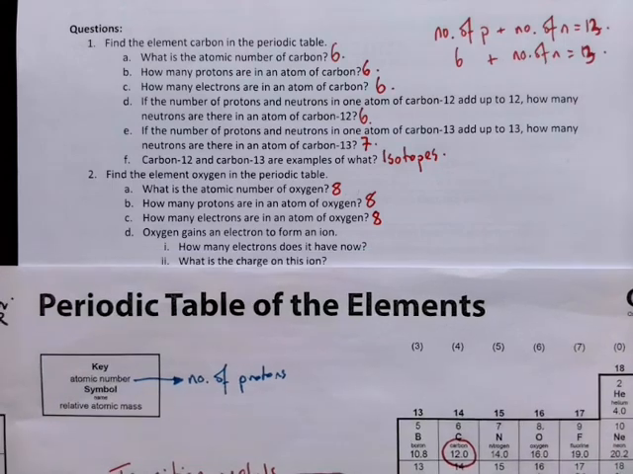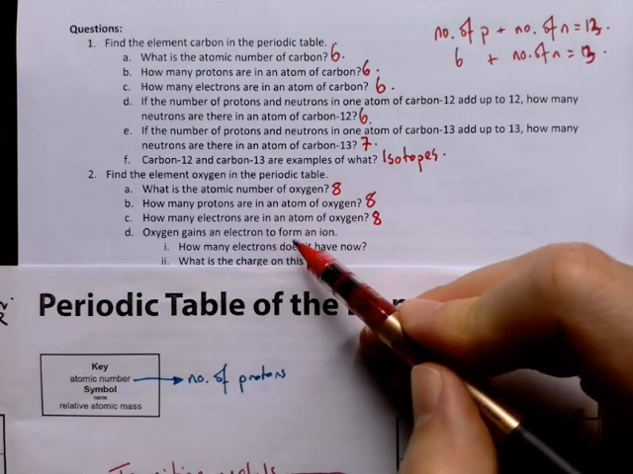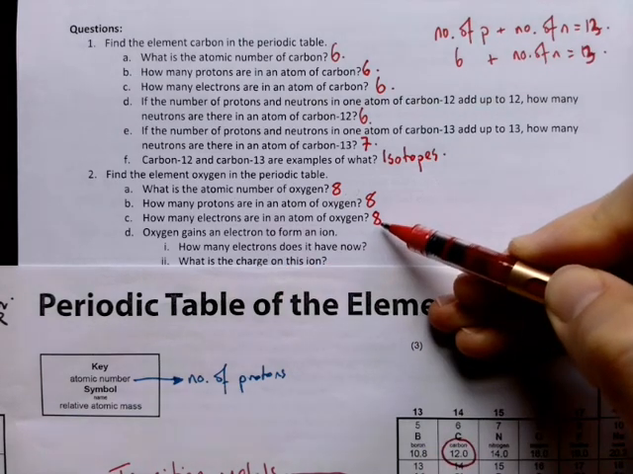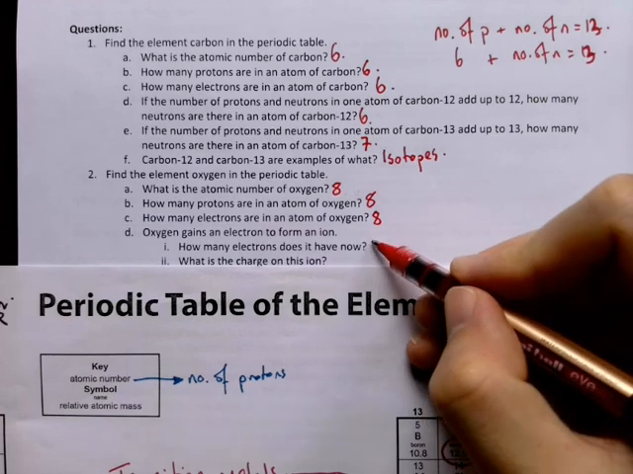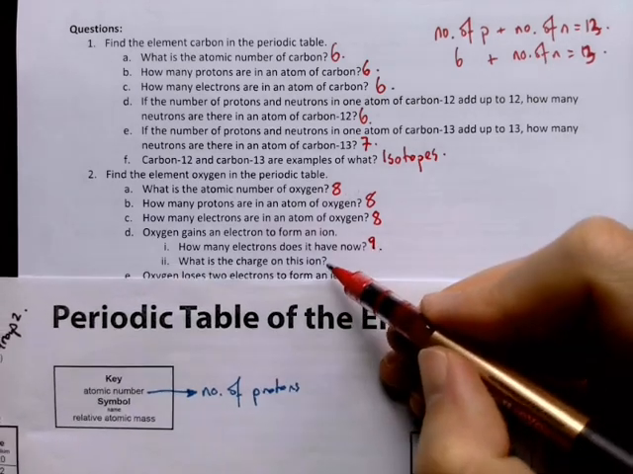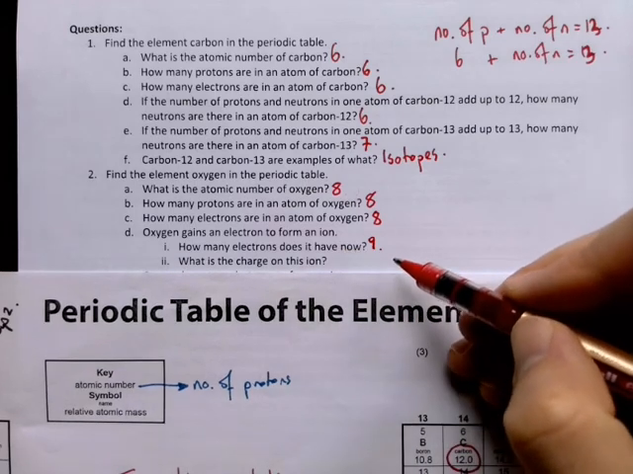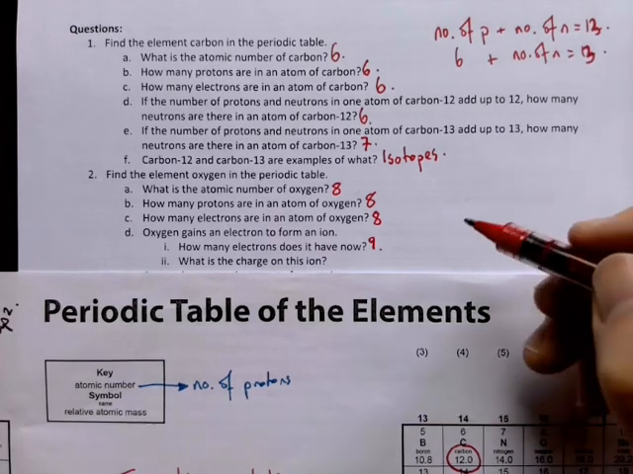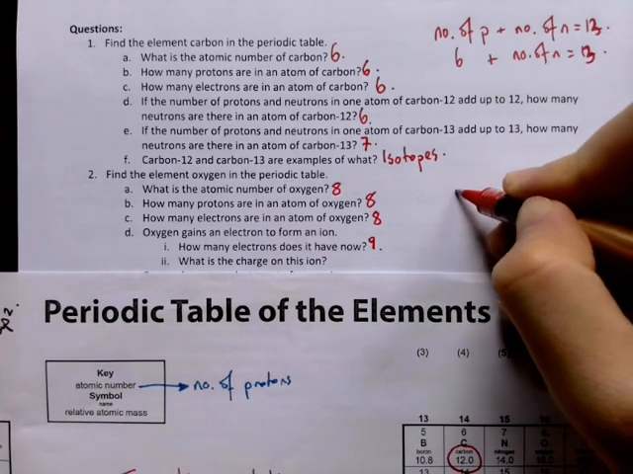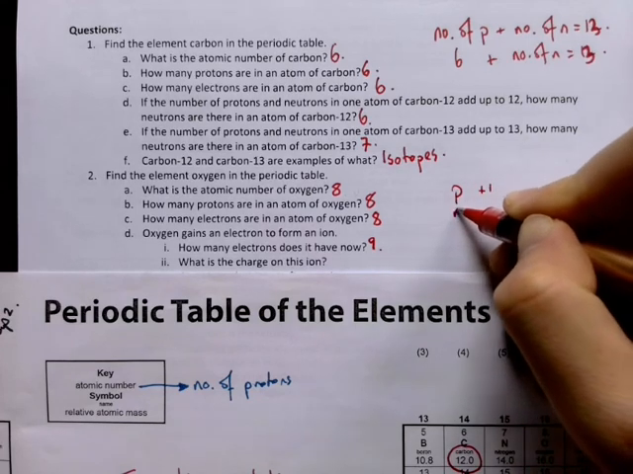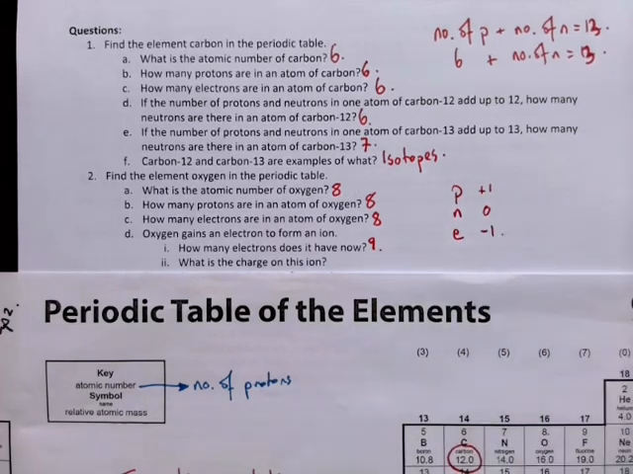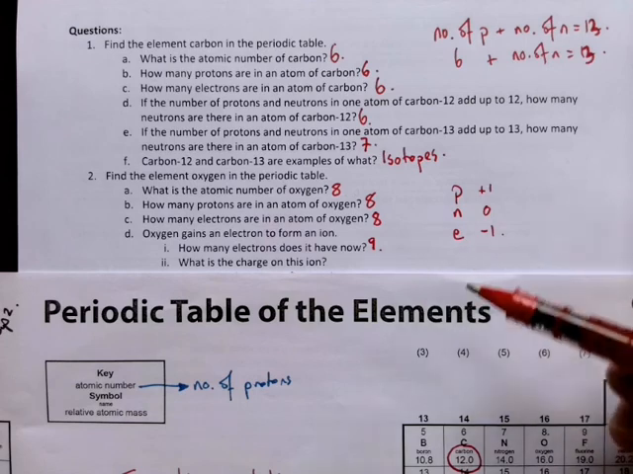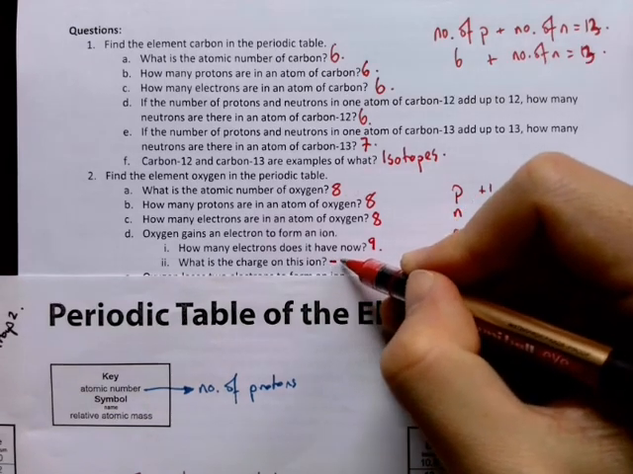Now, this is where it gets a little bit tricky. So oxygen gains an electron to form an ion. How many electrons does it have now? Well, if it starts with 8, and I gain an electron, I go up to 9. What is the charge on this ion? Well, my oxygen began as a neutral atom, and I added an electron. Remember the charges: protons are +1, neutrons are 0, and electrons are -1. So if I add 1 negative electron, my charge will be -1.